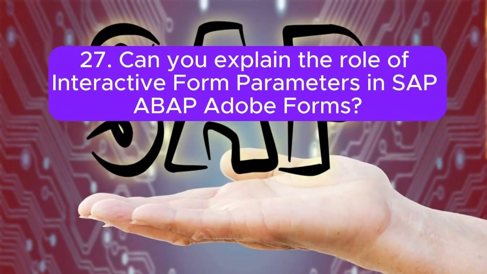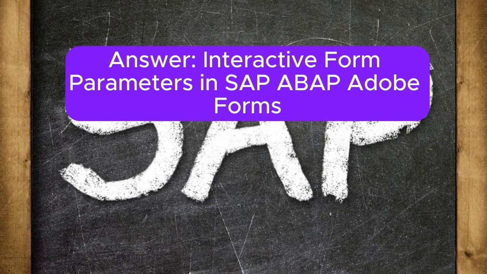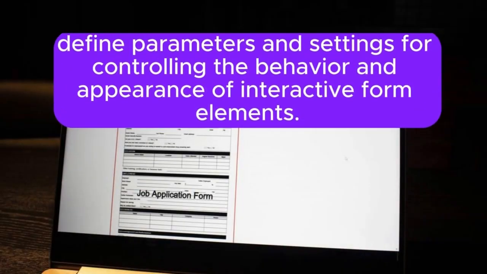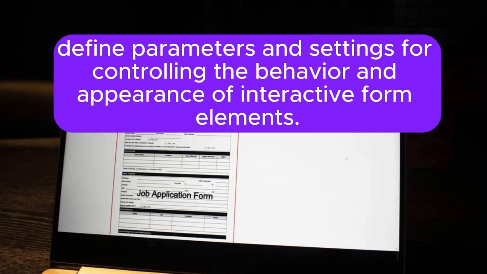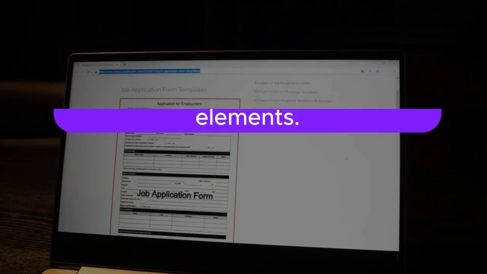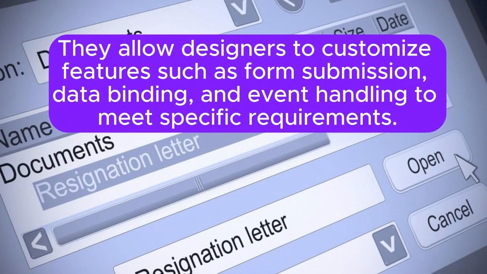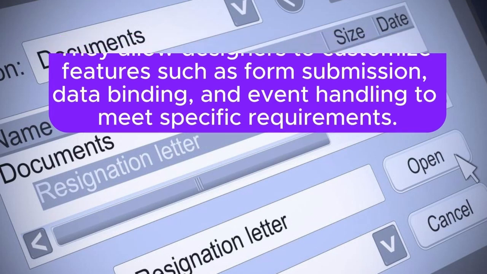27. Can you explain the role of interactive form parameters in SAP ABAP Adobe Forms? Answer: interactive form parameters in SAP ABAP Adobe Forms define parameters and settings for controlling the behavior and appearance of interactive form elements. They allow designers to customize features such as form submission, data binding, and event handling to meet specific requirements.